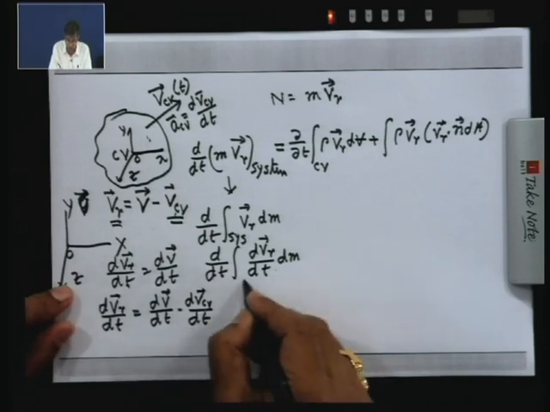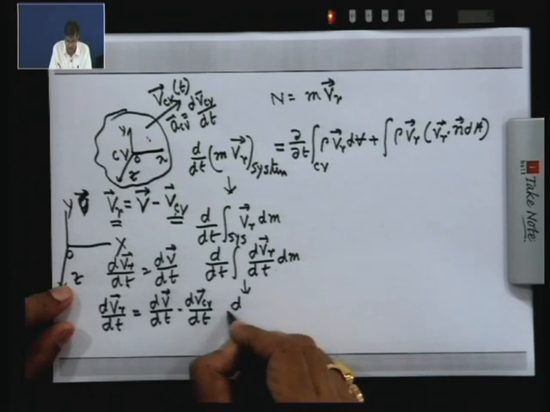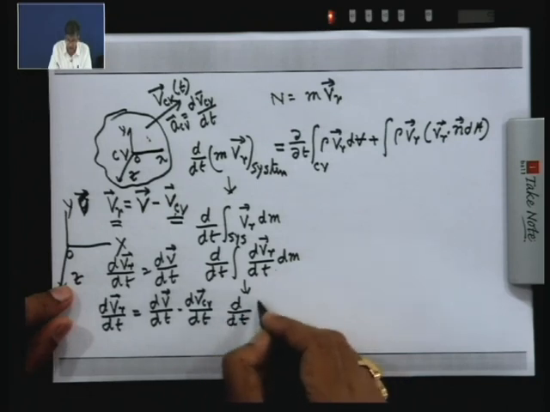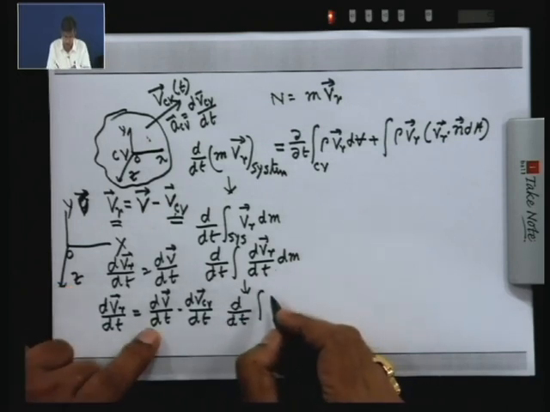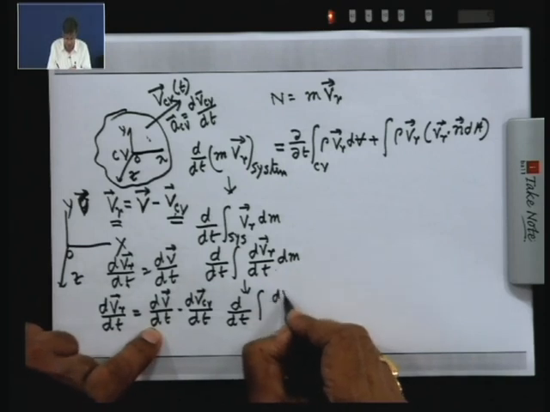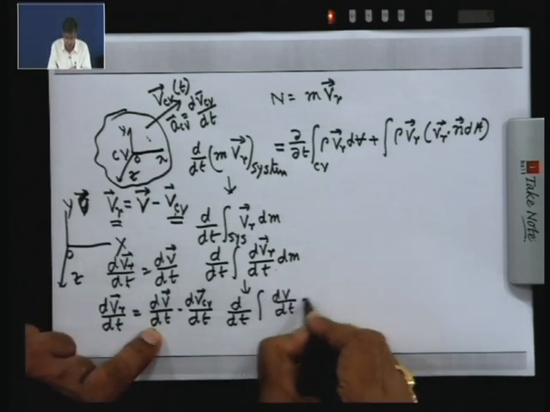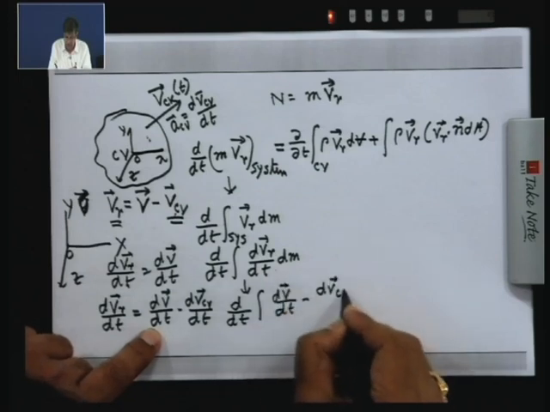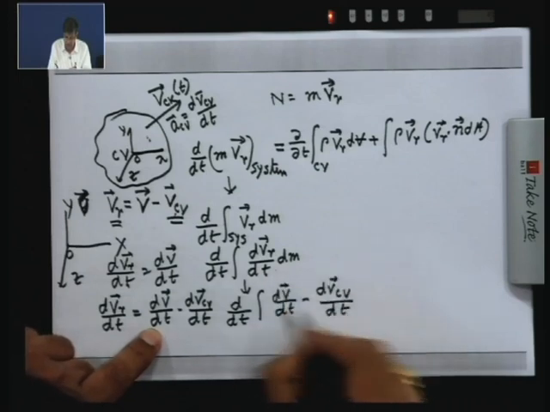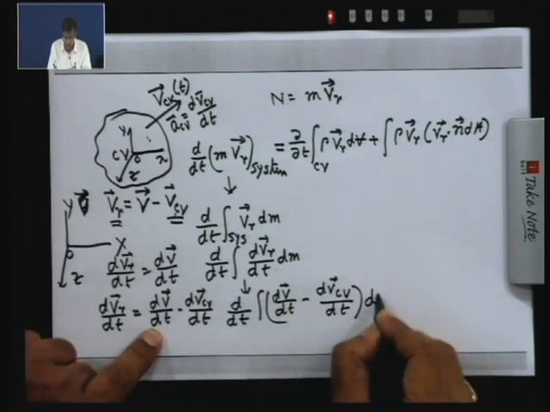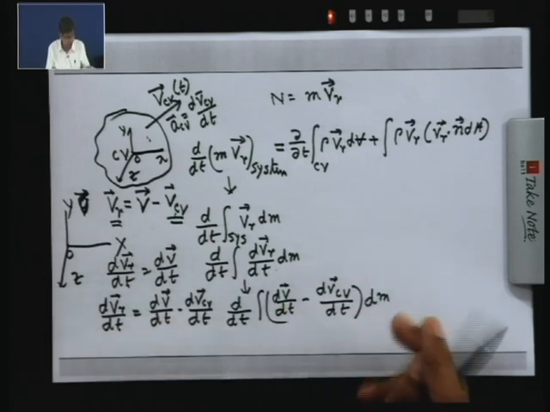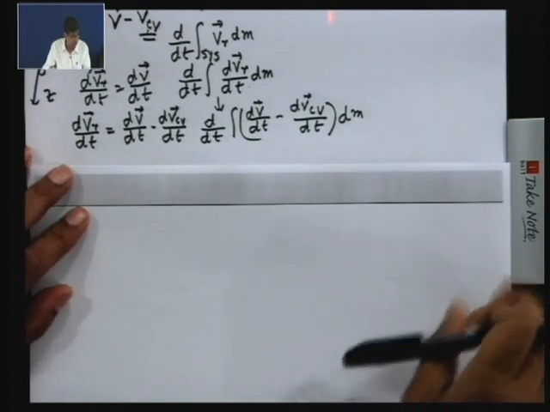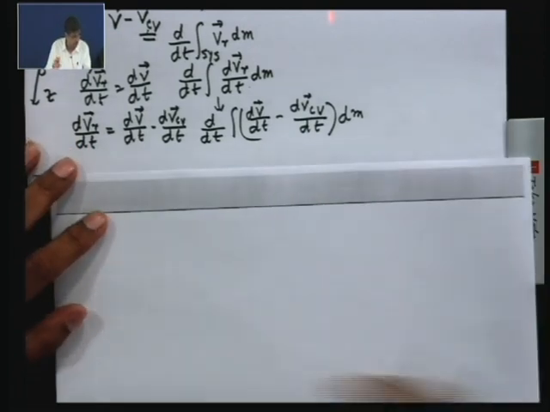Okay. So, therefore, we can write this d/dt of dV/dt minus dV_CV/dt, which is the acceleration, into dm. So, therefore, I can write this. I will keep this here, otherwise you will have a problem. I think you can see this. Now, you can write this.